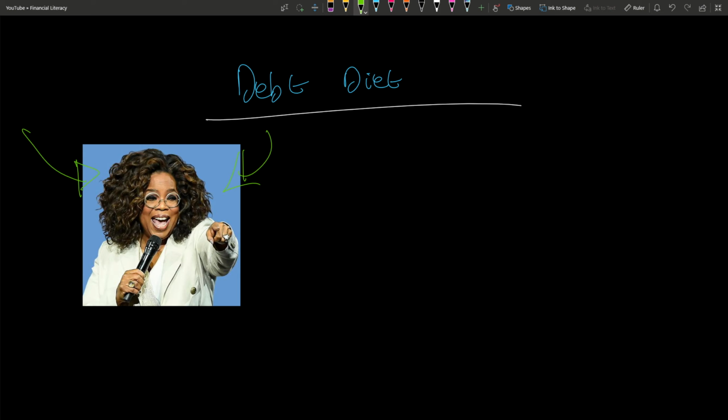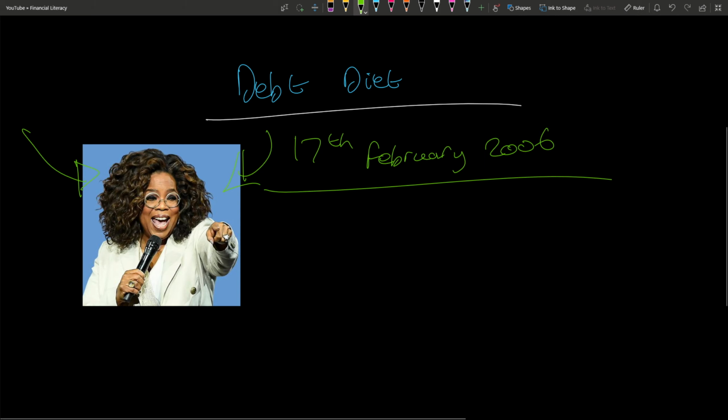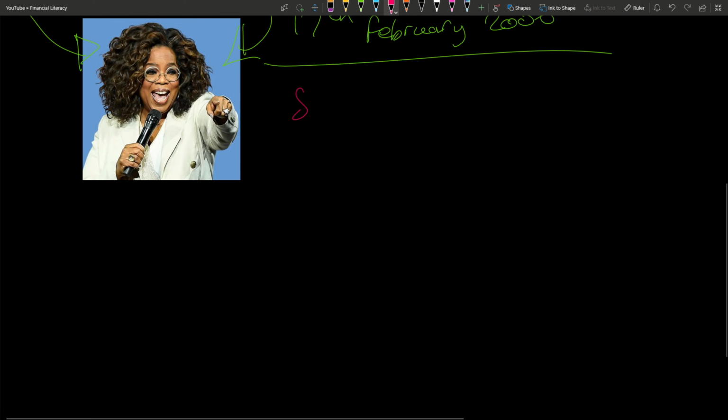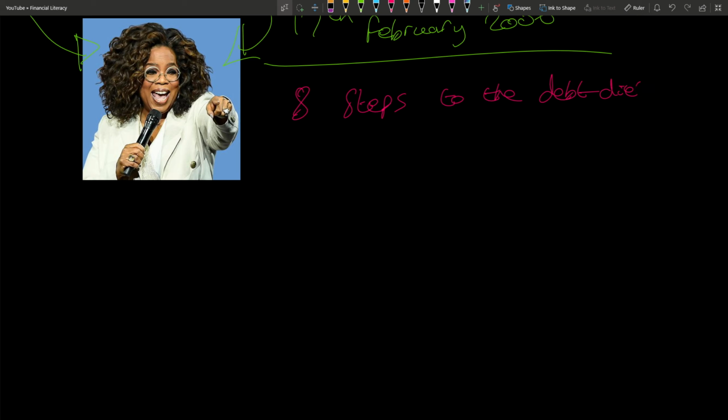the debt diet was popularized by Oprah Winfrey because she talks about several topics, including finance, and it was popularized on a show on 17th of February 2006. So that's just a little bit of history lesson. And the debt diet is basically 8 steps. 8 steps to the debt diet, which is pretty darn cool. So let's do step one.